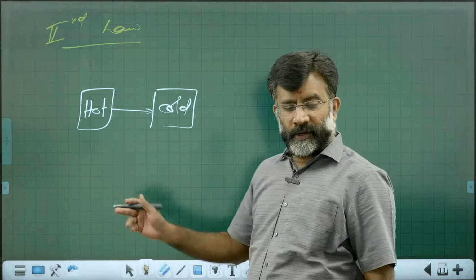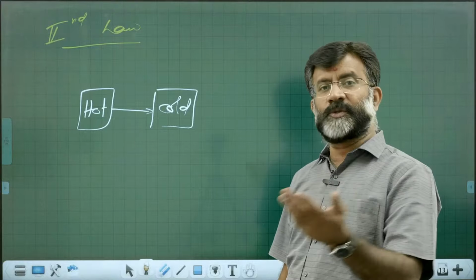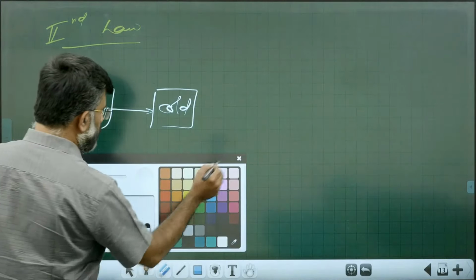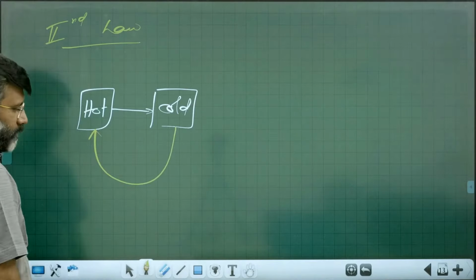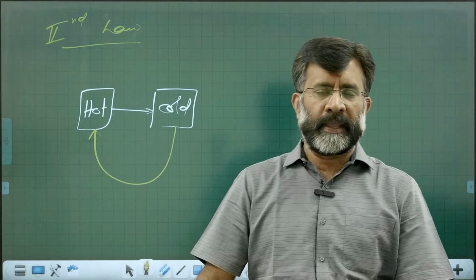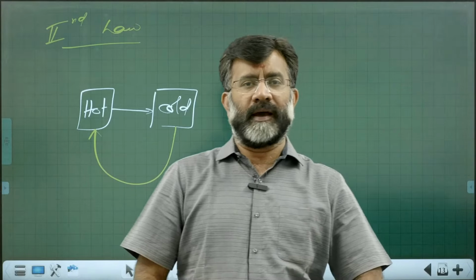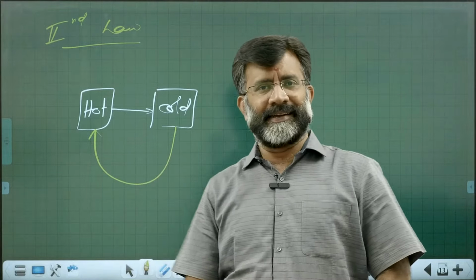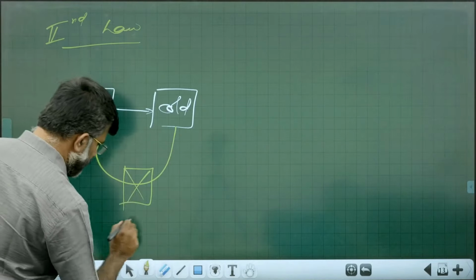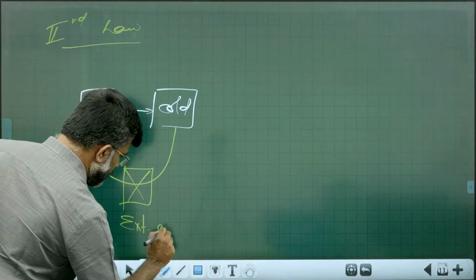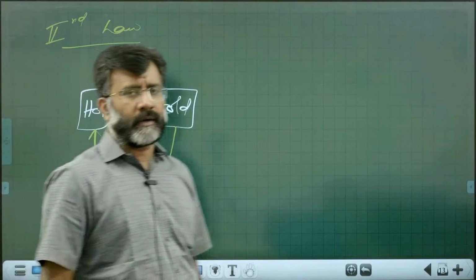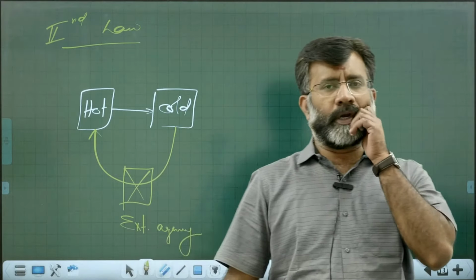So what is a non-natural process? What is a non-spontaneous process? A non-spontaneous process means the reverse. Heat cannot be transferred from a cold body to a hot body unless there is an external agency. Without the aid of an external agency, you cannot transfer heat from a cold body to a hot body.